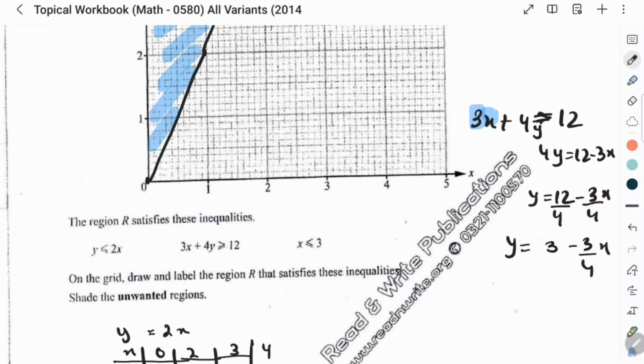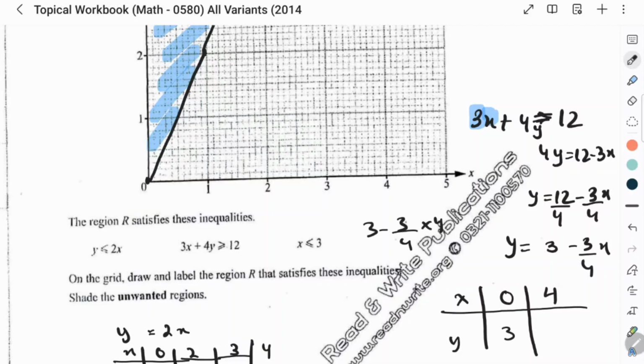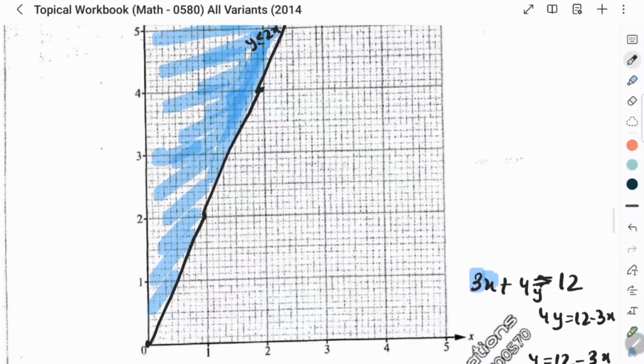Now we'll have to take some number which is a multiple of 4. So x and y. If we take x as 0, y will be equal to 3. Now if I take 4, so 3 minus 3 upon 4 times 4, and 3 minus 3 will become 0. So (0, 3) and (4, 0). Join the points.